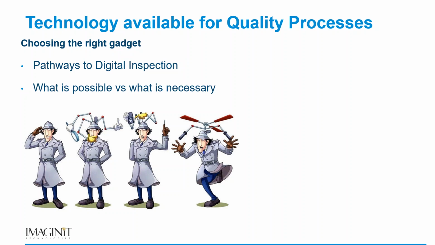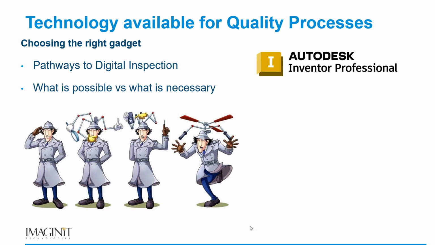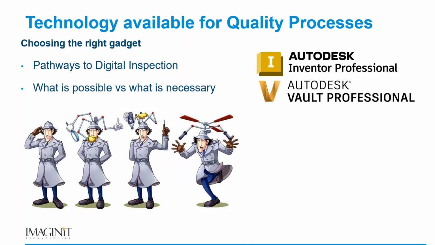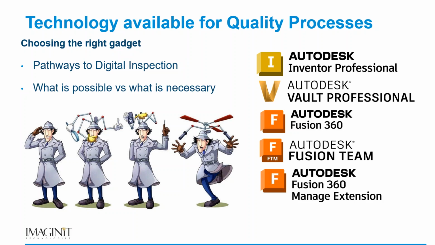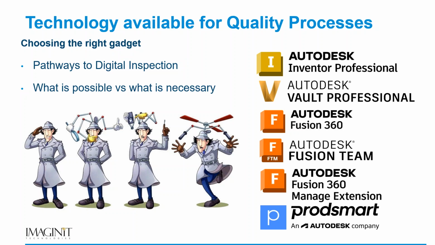So a lot of things we're going to see in here may be tools you already have. There might be tools you want to investigate for further development. But as we look at this, you'll start to see different ways to do similar things. Okay, so we're going to be taking a look primarily at Inventor Professional first, very quickly. We're going to look at Vault Professional as well, very quickly, and how that kind of plays into this conversation. We're going to focus a little bit more on Fusion 360, Fusion Teams, Fusion 360 Manage extension, and Prodsmart. So again, there might be aspects or pathways that you see in here which are beneficial to you, but other ones maybe are not. Again, what is possible versus what is necessary.